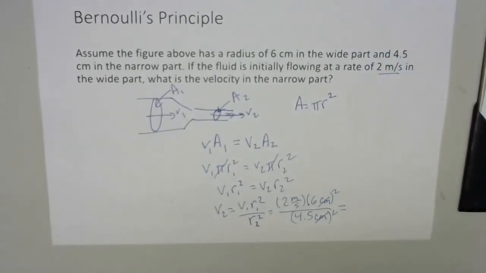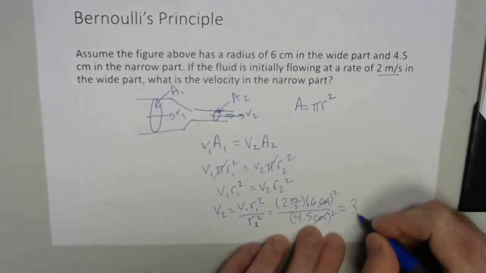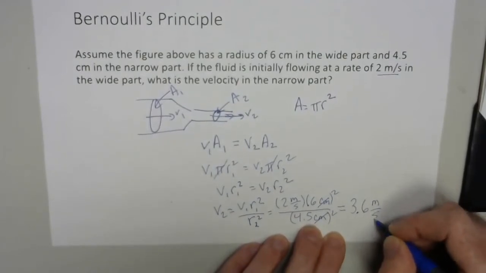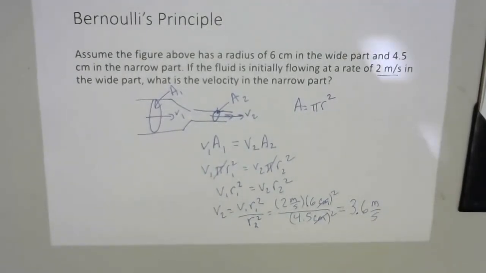So 2 times 6 squared divided by 4.5 squared is about 3.6, we'll say, meters per second. So the linear speed of the fluid flowing through the pipe is 3.6 meters per second. But this has been a brief tutorial on Bernoulli's principle and Archimedes' principle and the calculations in this chapter.